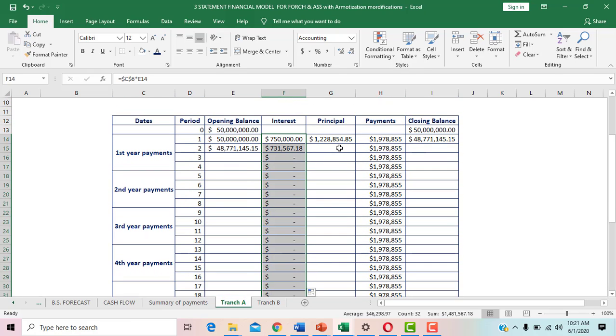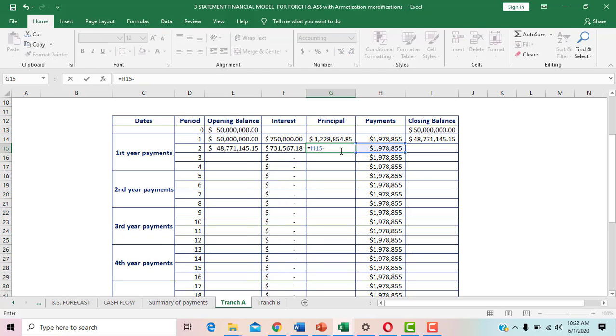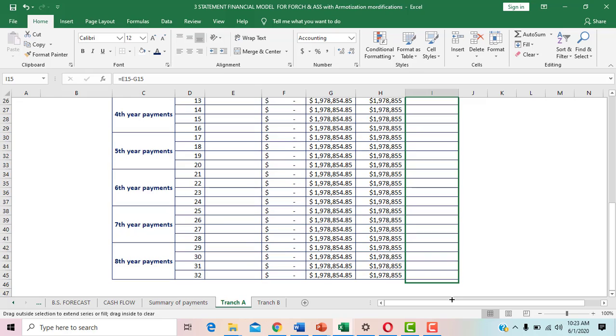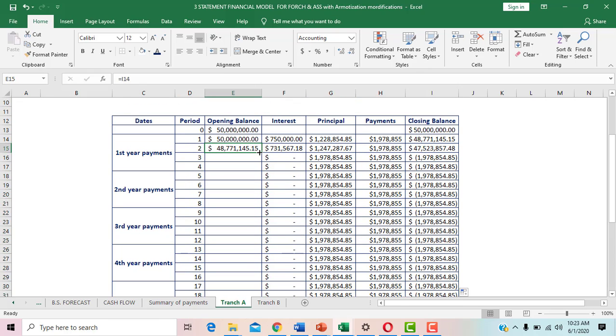To get the principal, as we said earlier, it is basically equal to payment minus interest. We are going to maintain that same formula, so we just pull that right up to the 32nd period. To get our closing balance, it is equal to opening balance minus principal payment. We just pull that through right up to the 32nd period. And we do the same for the opening balance. We just pull that right up to the 32nd period.